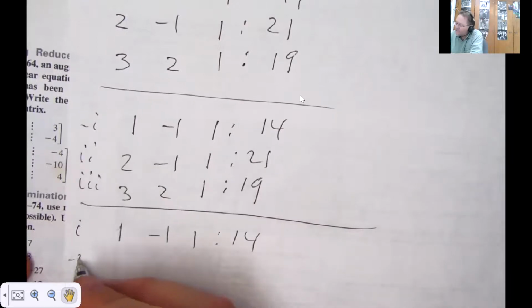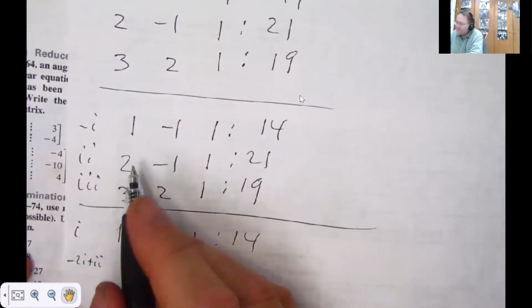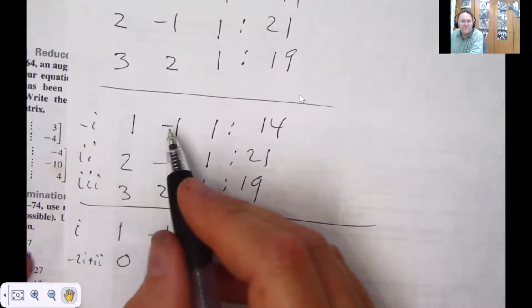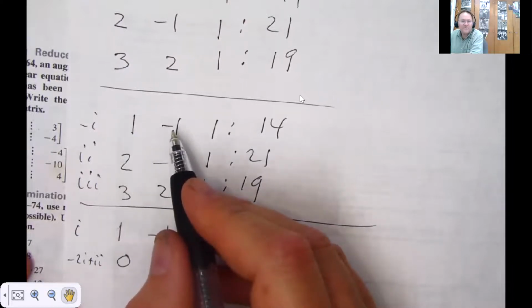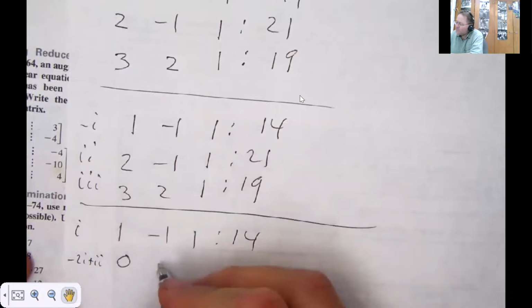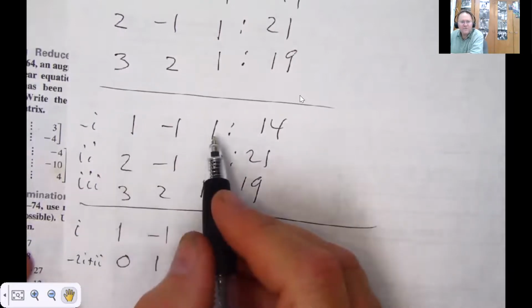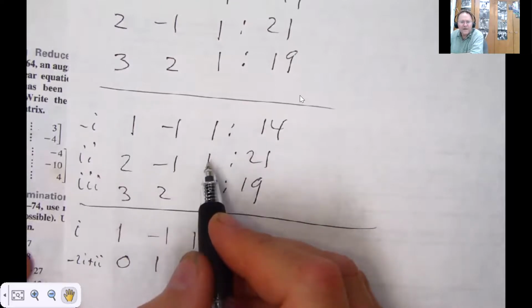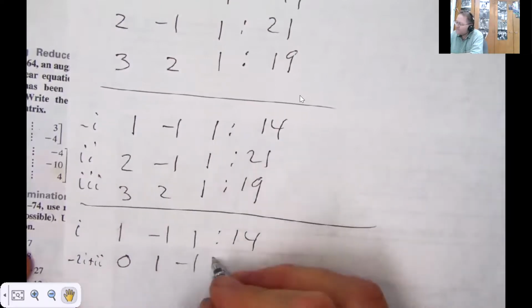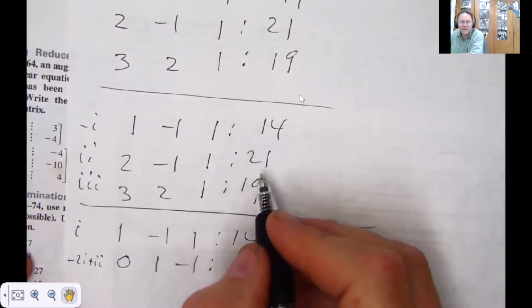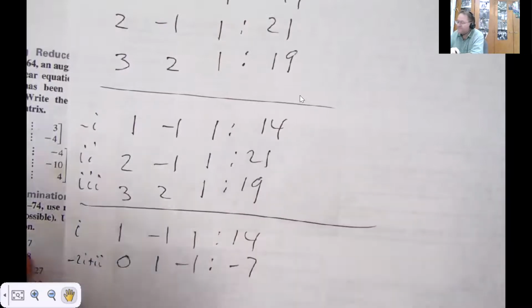So negative 2 row 1 plus row 2. Negative 2 times 1 is negative 2 plus 2 is 0. That's going to be negative 2 times negative 1 is 2. 2 plus negative 1 is 1. That's going to be negative 2 times 1 is negative 2. Negative 2 plus 1 is negative 1. Negative 2 times 14 is negative 28. And negative 28 plus 21 is negative 7.